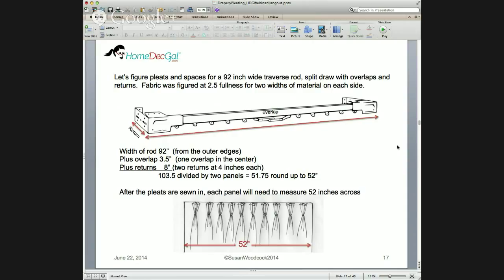The fabric was figured at 2.5 times fullness, so there's 2 widths of material on each side. The width of the rod, 92. We add overlaps and returns. So total, to cover the whole rod, we need 103.5 inches divided by 2 two-width panels. And that's 51.75, so we're rounding up to 52 inches. So after the pleats are sewn in, each panel on the left and right will need to measure 52 inches across.